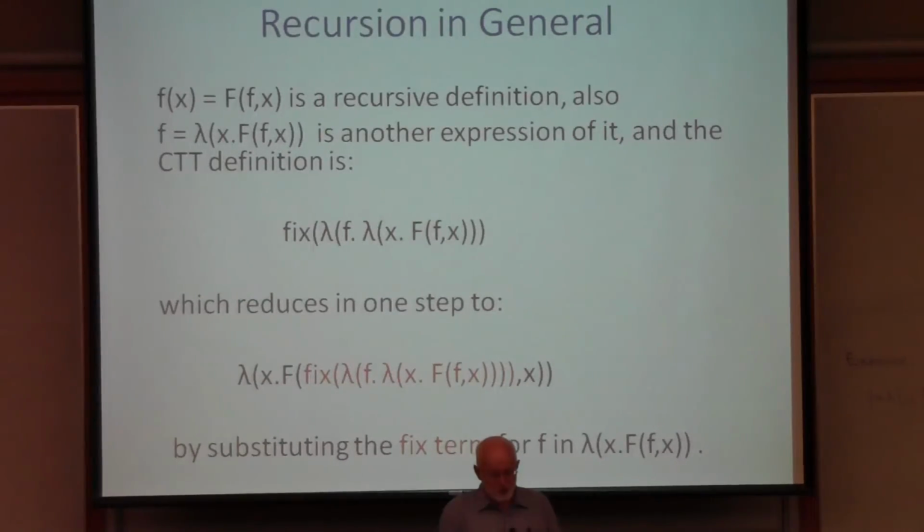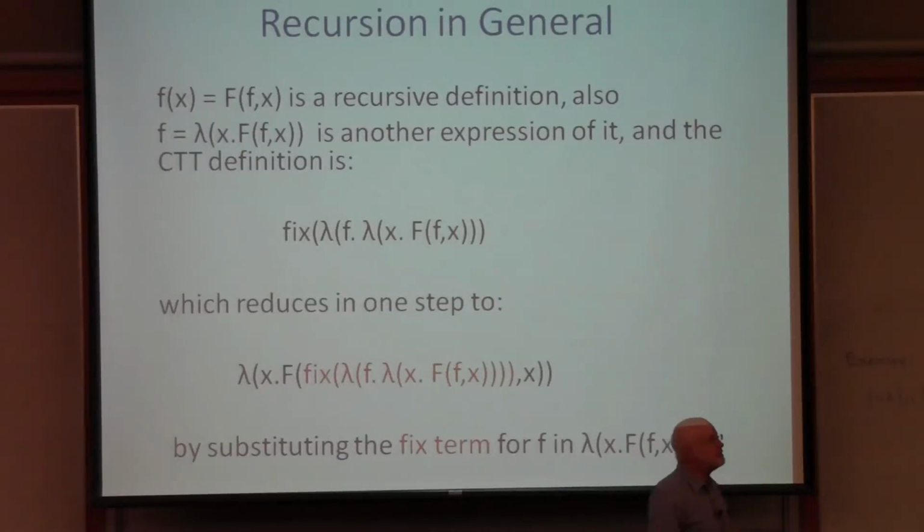Now we know how to do recursion in general. You just take the fix of an operator like that. You apply the Y combinator to it, and that's how we do all computable functions. Yeah, fix is a primitive. We make it a primitive, and we define it the way I'm showing you here.